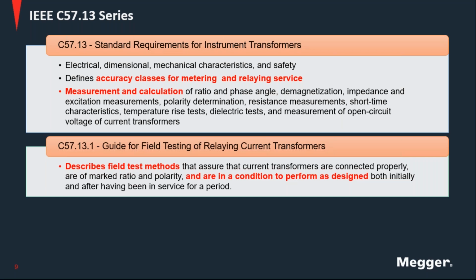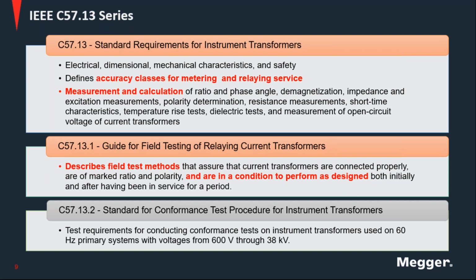As an additional source of information, we have C57.13.1, which is the guide for field testing of relaying current transformers. This is the document that specifies more details about relaying class current transformers. It adds to the field test methods, and it also shows the methods to evaluate if the instrument transformer is performing as designed.